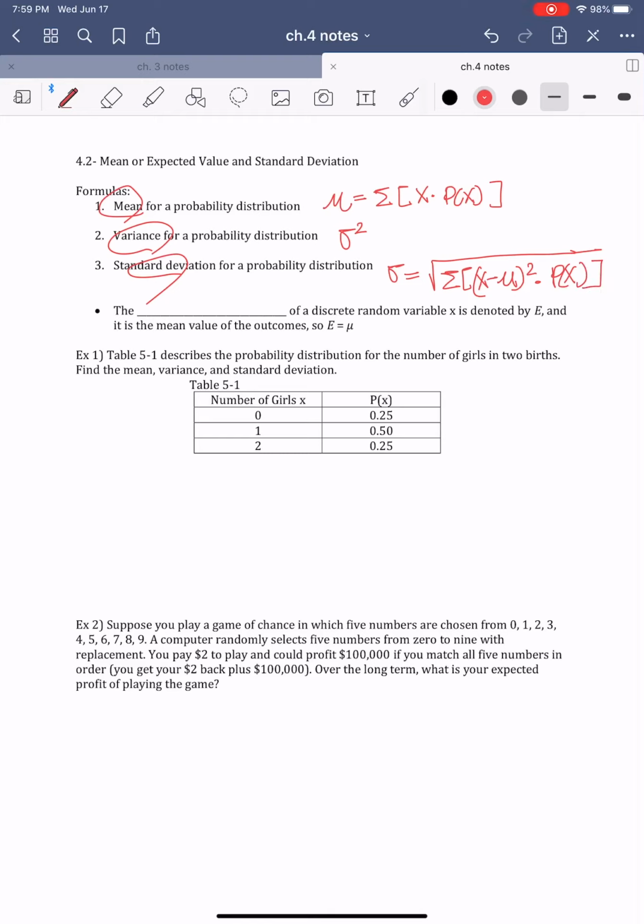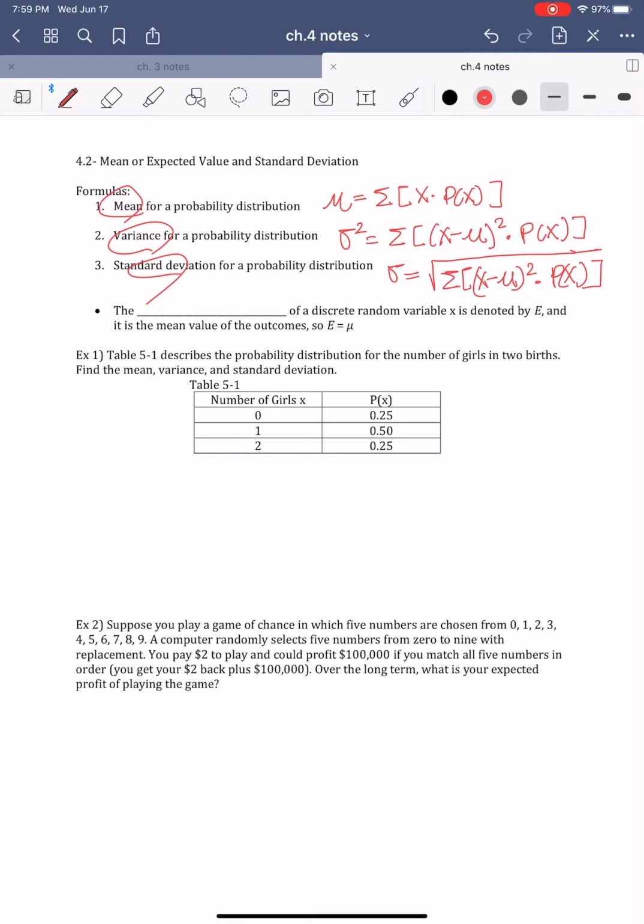Okay. And for the variance, because if you square the square root, they cancel out, so it will basically be inside of the radical. So sum of X minus mu, whole thing squared, times P of X. Okay. Now, unfortunately, we do not have a calculator function to calculate these values, so you have to use the formula. Okay. So for this one in chapter 4, make sure you're okay with the formula.